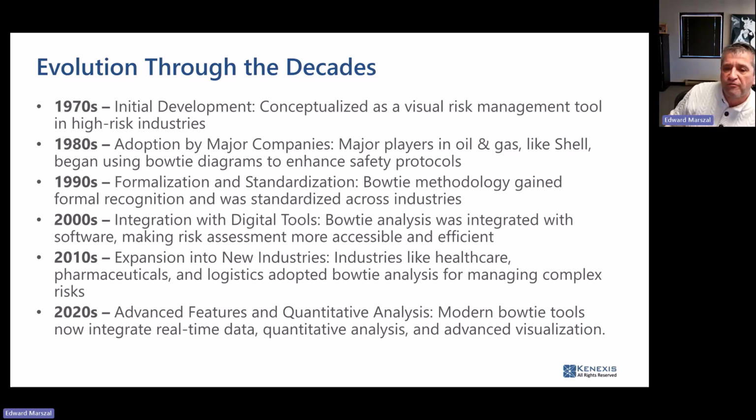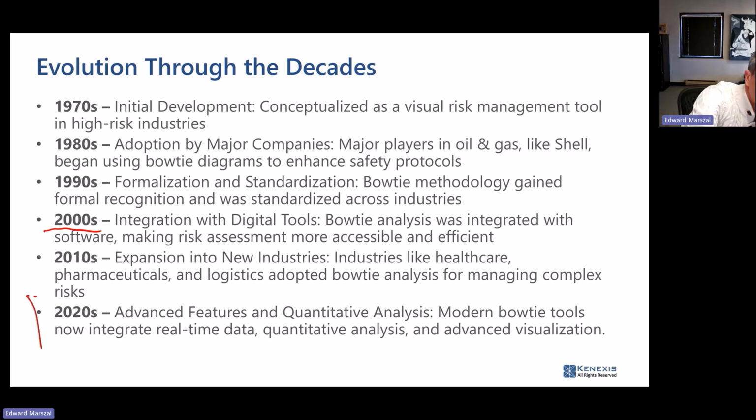Going into the 90s, more formalization and standardization and more use across multiple different industries. Once we get into the 2000s, we start integrating with digital tools to make the development more efficient. Of course, the most common digital tool would be PowerPoint, where we're just drawing a picture instead of actually using it. 2010s, again, more industries. We started going into healthcare, pharmaceuticals, logistics, trucking companies using bowtie diagrams to assess the probability that loads aren't going to make it to their destinations.